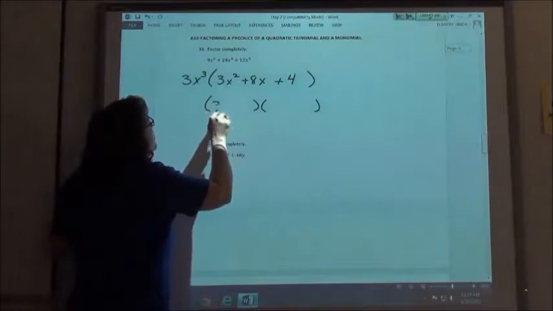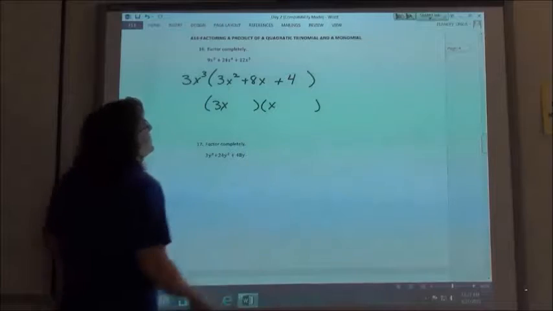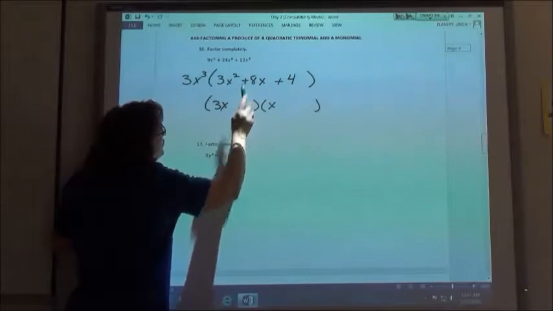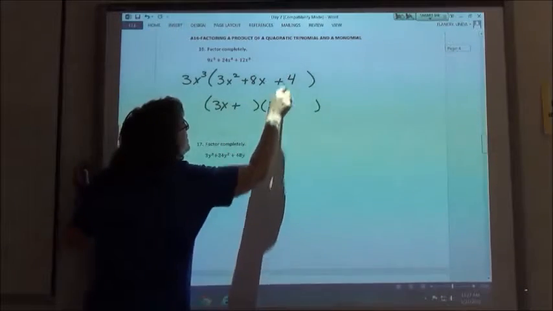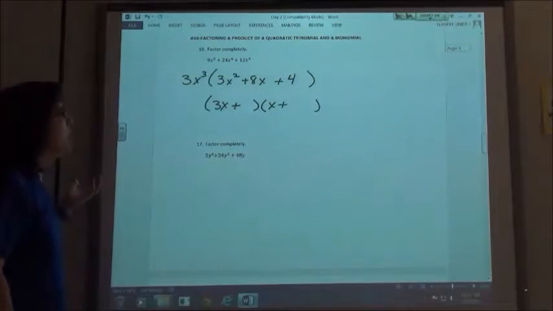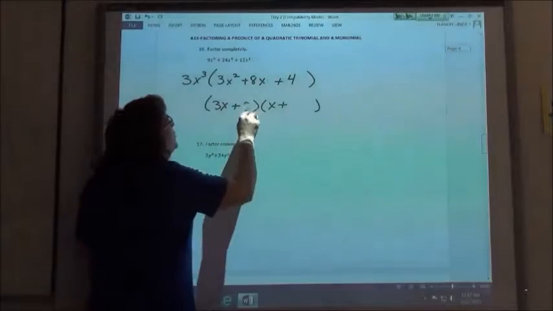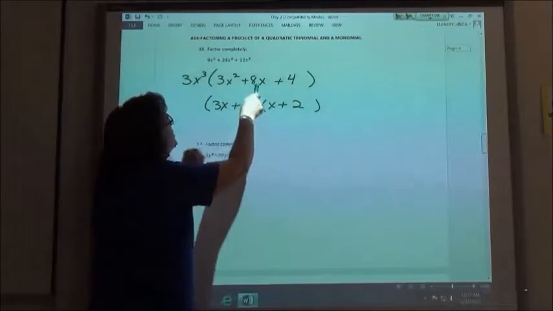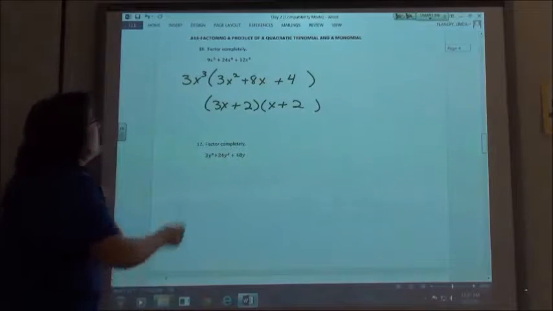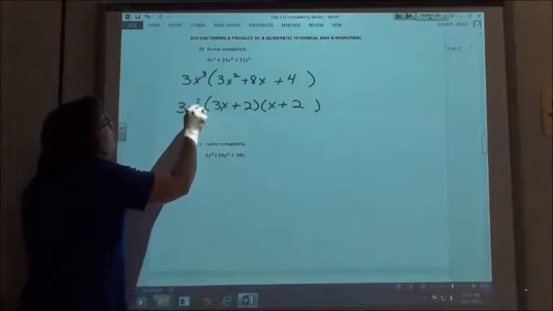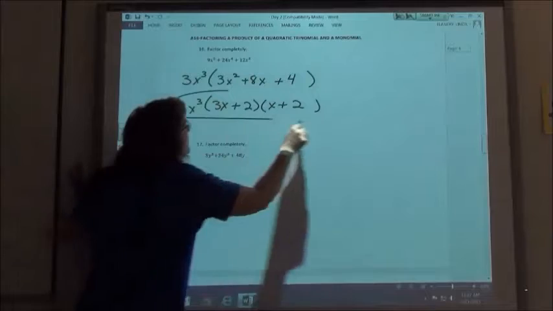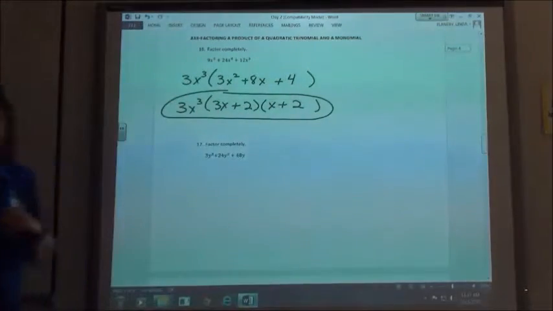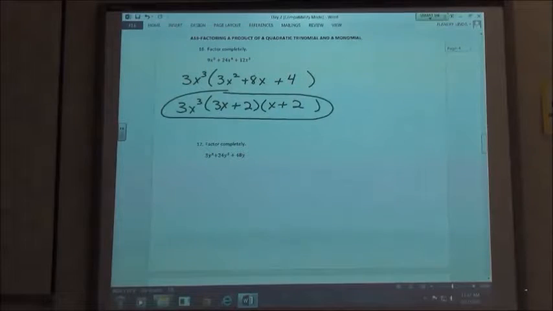So 3x squared would be 3x times x. My signs. The end is positive, both are the same as the middle, a plus and a plus. Factors of 4. It's either 1 and 4 or 2 and 2. I'm going to try the 2 and 2 first. That gives me 6x plus 2x, which is 8x, so that's the right factoring. I still have my 3x to the 3rd in front, and so my answer, 3x to the 3rd times 3x plus 2 times x plus 2.